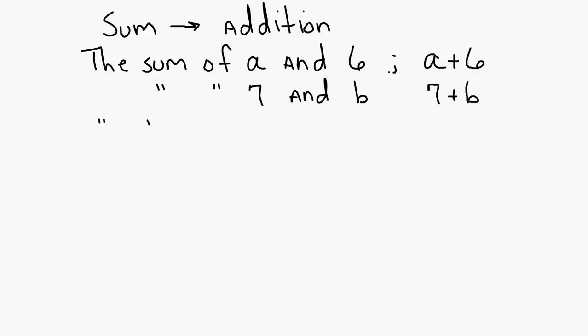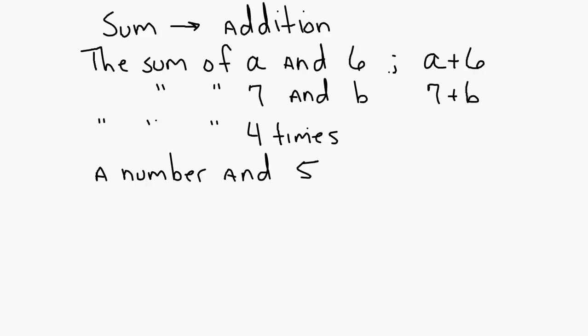The sum of 4 times a number and 5. Could that be 4x plus 5? Because this 4 times x would be 4 times a number, right? And 5 would be, I'm sorry, 4x plus 5, not b.